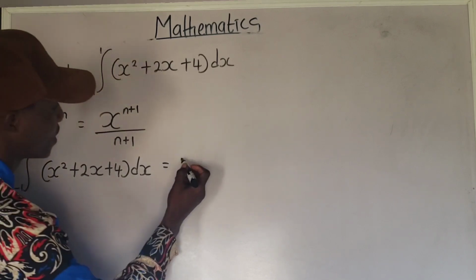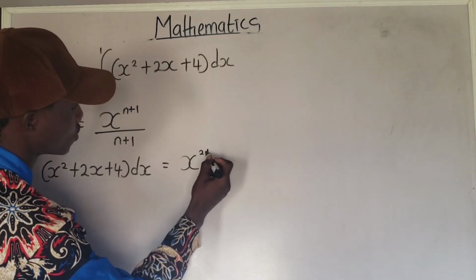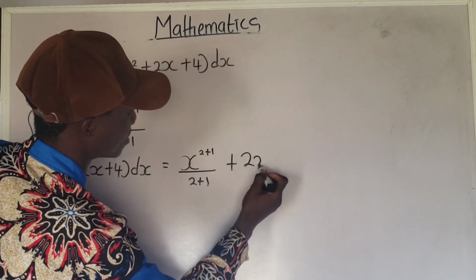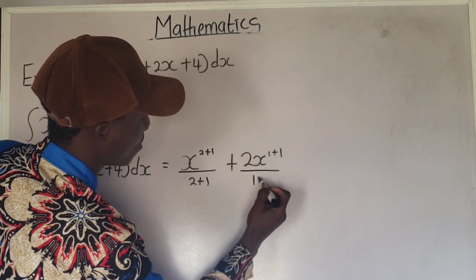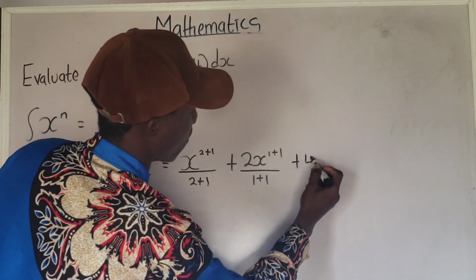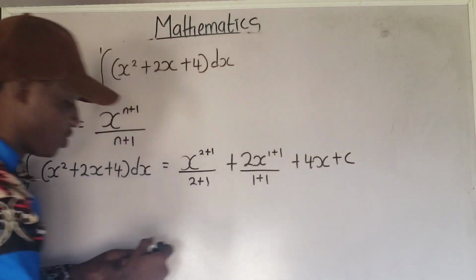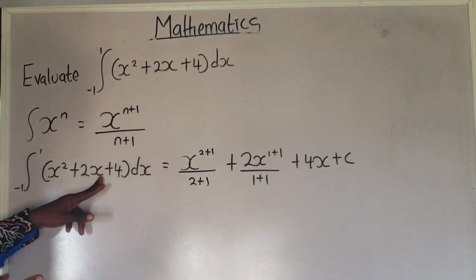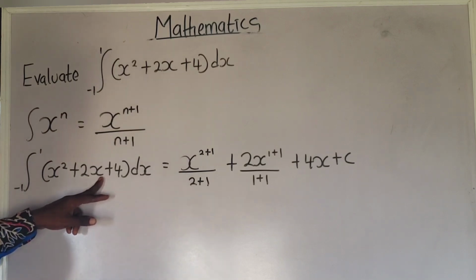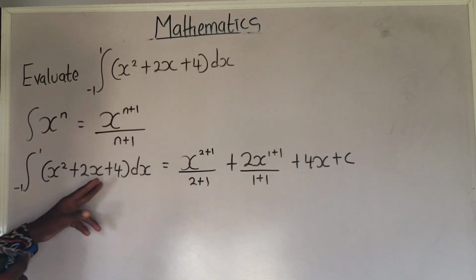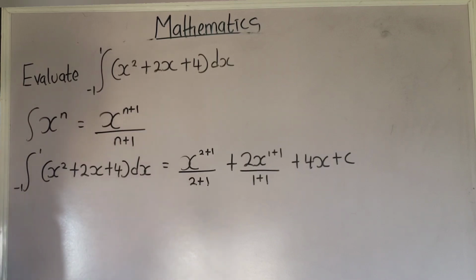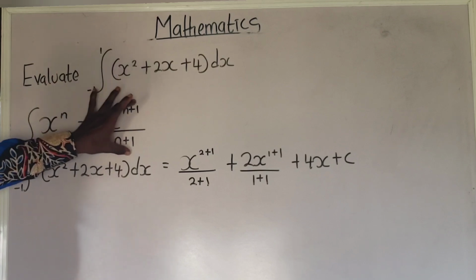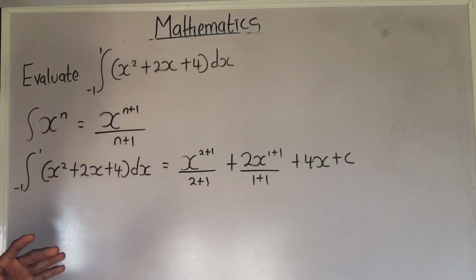So this now becomes x raised to the power of 2 plus 1 all over 2 plus 1, plus 2x raised to the power of 1 plus 1 all over 1 plus 1, plus 4x plus c. Do you understand how I got this? You know that 2x is the same thing as 2x raised to the power of 1. When I integrate 2x raised to the power of 1, I'm going to have 2x raised to the power of 1 plus 1 all over the new power. So I just made use of this formula to integrate the function inside the bracket. I've not done anything else. Do you understand?